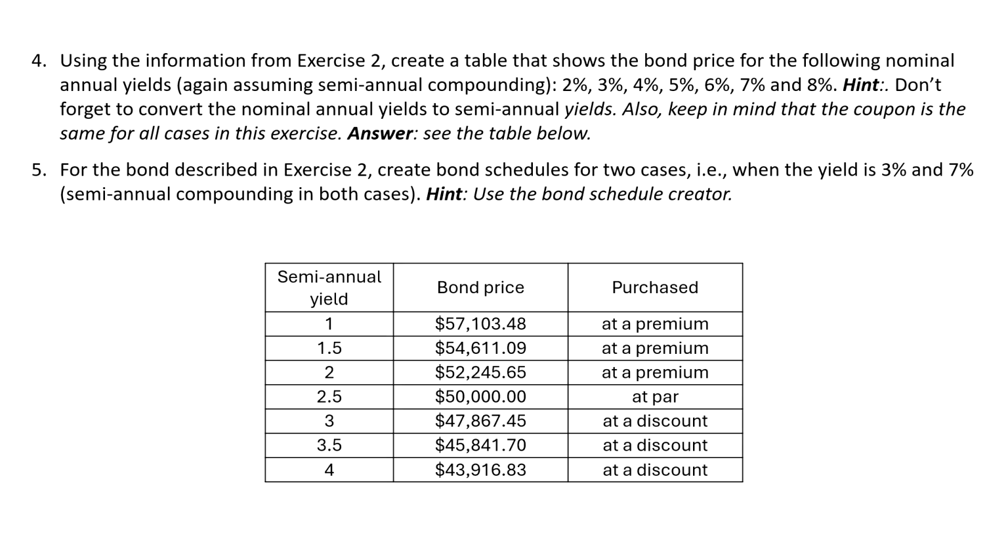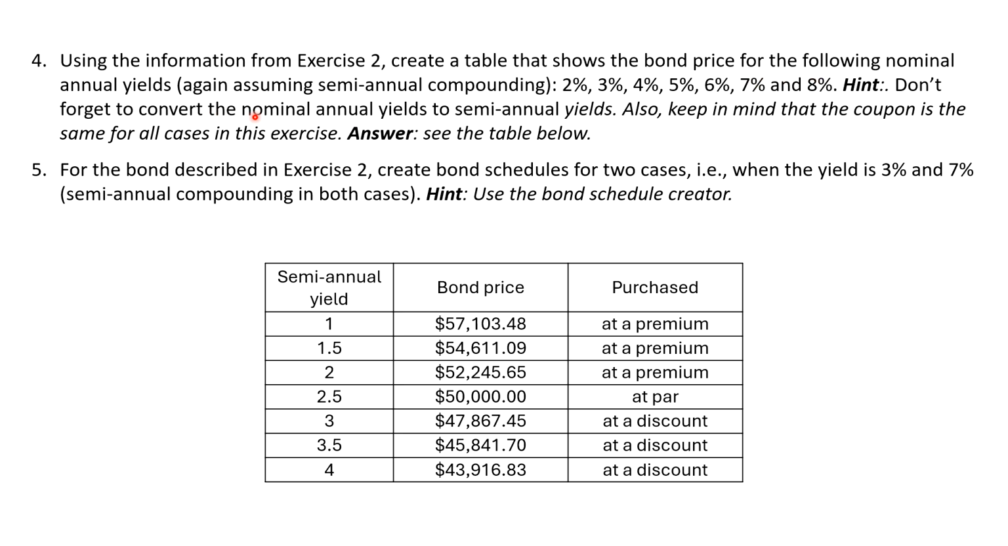I have a few more exercises on this slide. Using the information from exercise 2 on the previous slide, create a table that shows the bond price for the following nominal annual yields, assuming semi-annual compounding, so 2, 3, 4, all the way up to 8%.